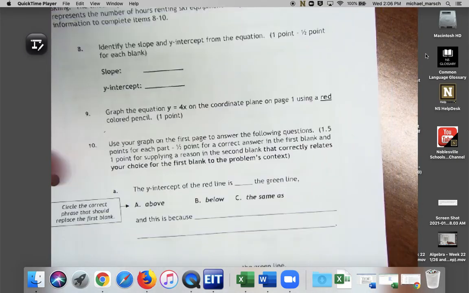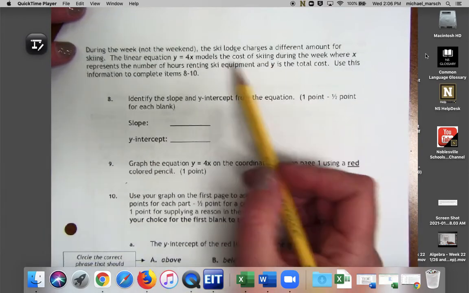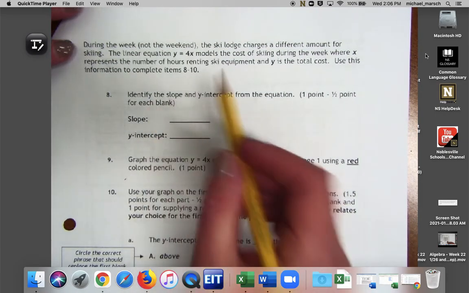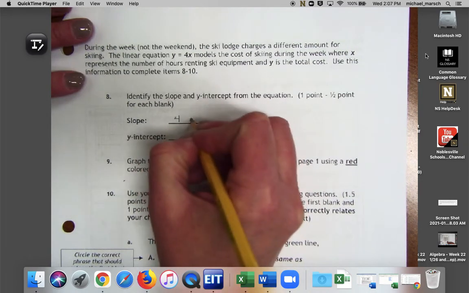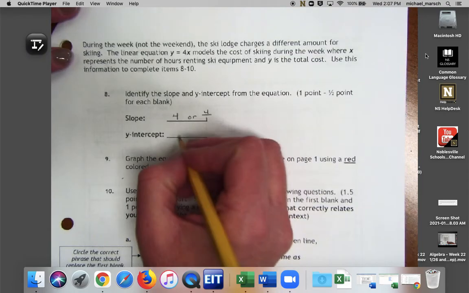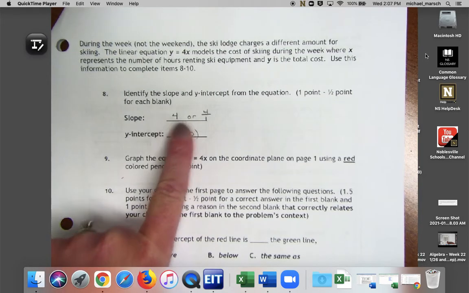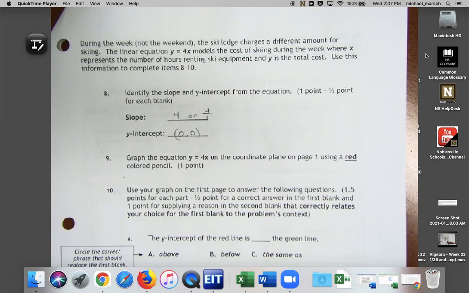All right. During the week, which is not the weekend, just in case you needed me to clarify, the ski lodge charges a different amount for skiing. The linear equation y equals 4x models the cost of skiing. Okay, so what's my slope? 4. 4 over 1. What's my y-intercept? 0, right? Which means, how much is it to get in? $0. There's no admission fee. So that's what's different here. Because there's nothing, a one-time fee by itself, no plus something, then it's free to go in.